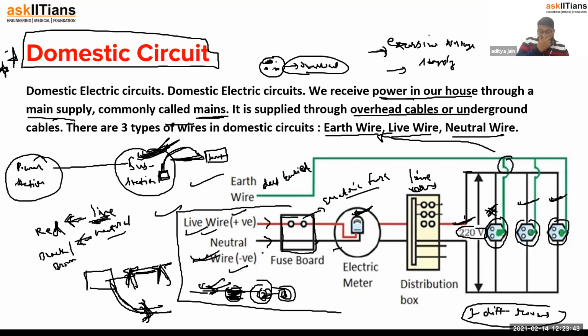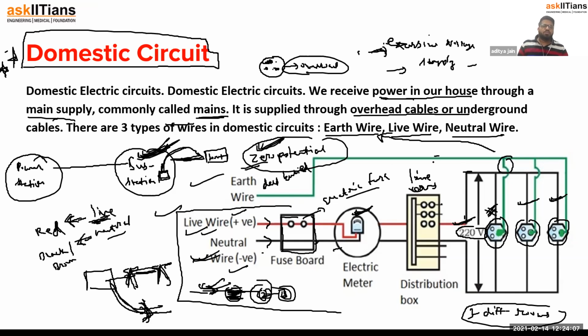Yes or no? Whatever leakage current or excess current is present will be taken by the earth wire into the ground, because earth has a maximum capacity, or you can say earth has zero potential. Earth has zero potential, and you know current always tries to flow from high to low potential. So current will always try to flow into a zero potential body, that is earth.